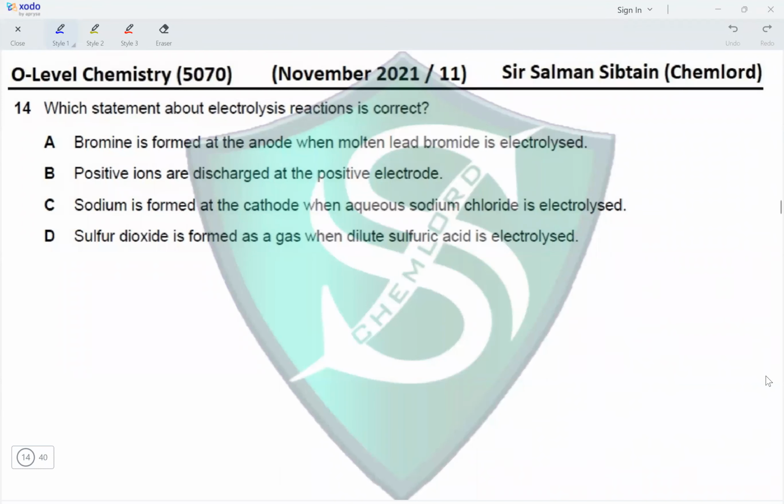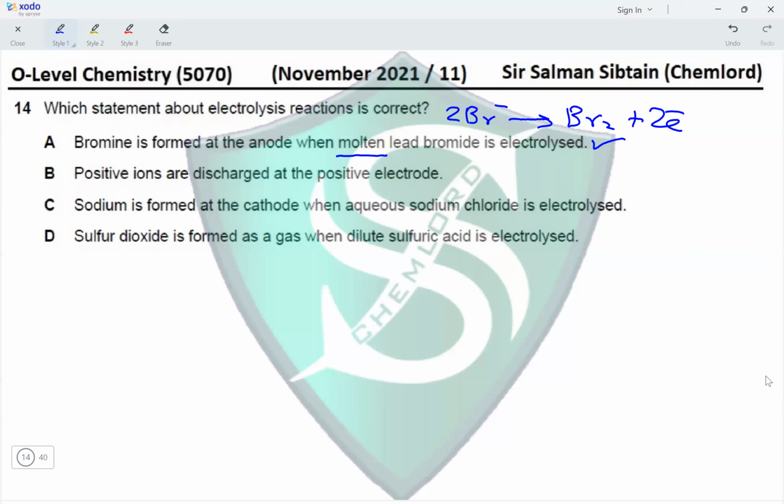Question 14. Which statement about electrolysis reactions is correct? Bromine is formed at the anode when molten lead bromide is electrolyzed. Since it is molten, then bromine would be present at the anode because bromide ions, Br negative, lose electrons to form bromine. So this is oxidation and oxidation takes place at the anode. So this is correct.